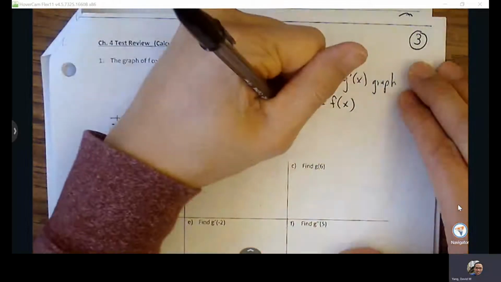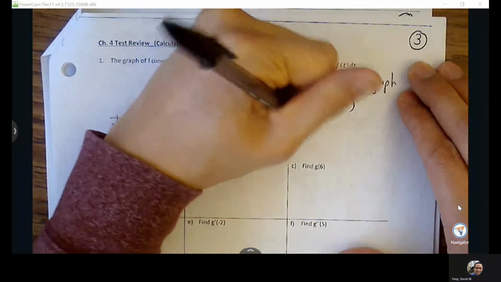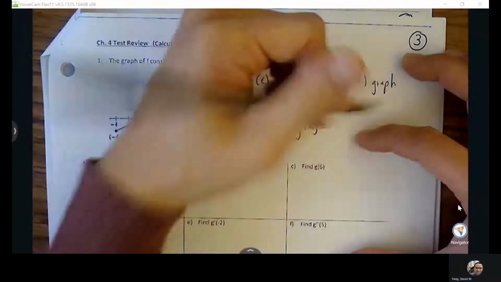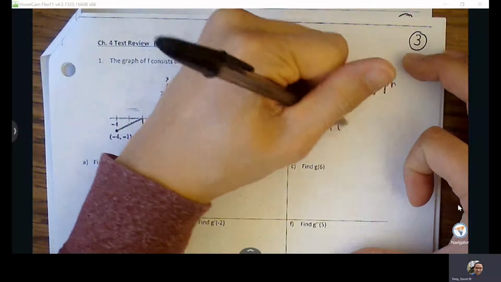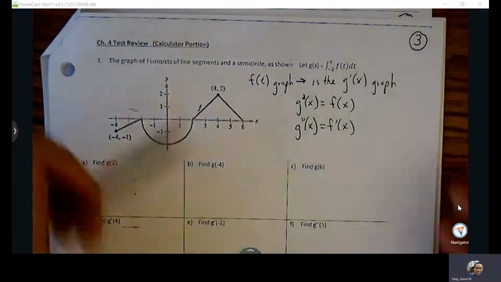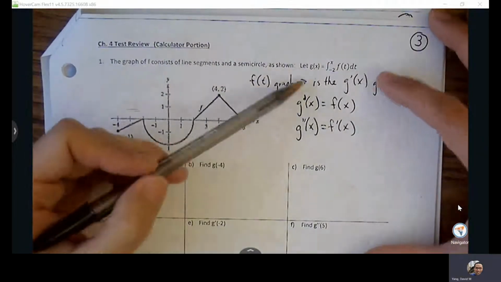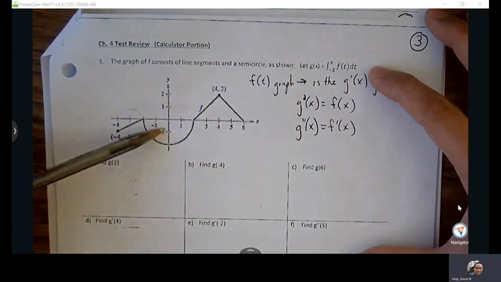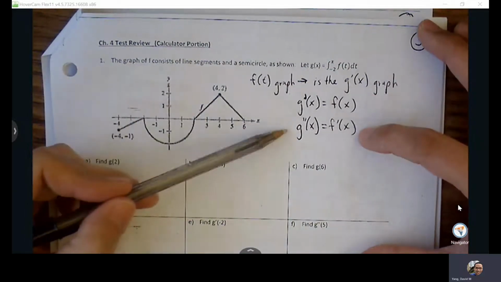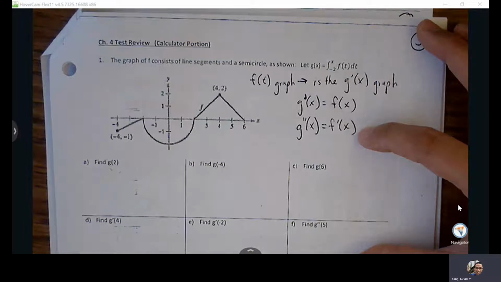And if I want to find g double prime, then f is going to also go down to what? To f prime, right? f and g are kind of staggered in terms of their naming convention. And so once one goes down, we just bring the other one down along with it. Okay, so here's our relationship we're going to build. We have g of x is the definite integral of f, g prime is the f graph, and g double prime is f prime.